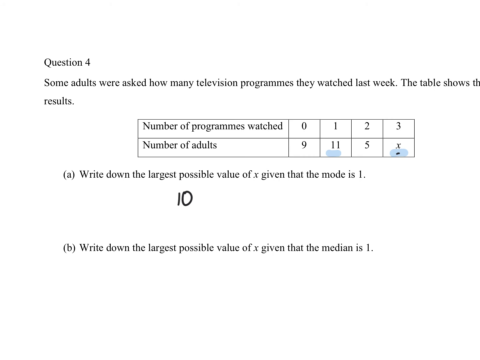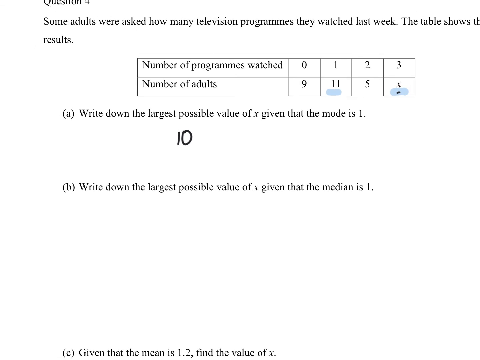Next, write down the largest possible value of x given that the median is 1. Just now I found x is 10, but is that going to be the value for this question? No, it's a new, different case. So if the median is 1, I'm going to look at my middle position. My median is 1, so my middle position will happen to be among these 11 people.